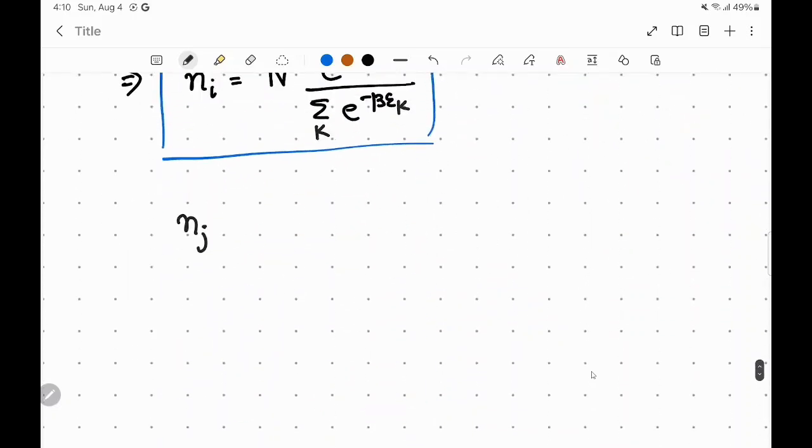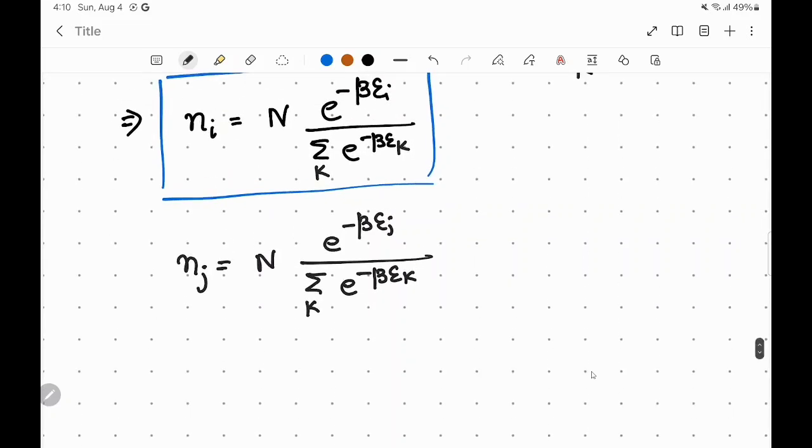Okay. So what will then be Nj? Nj will be N into e to the power minus beta epsilon J divided by the sum over K of e to the power minus beta epsilon K. Correct. This is Ni and Nj.